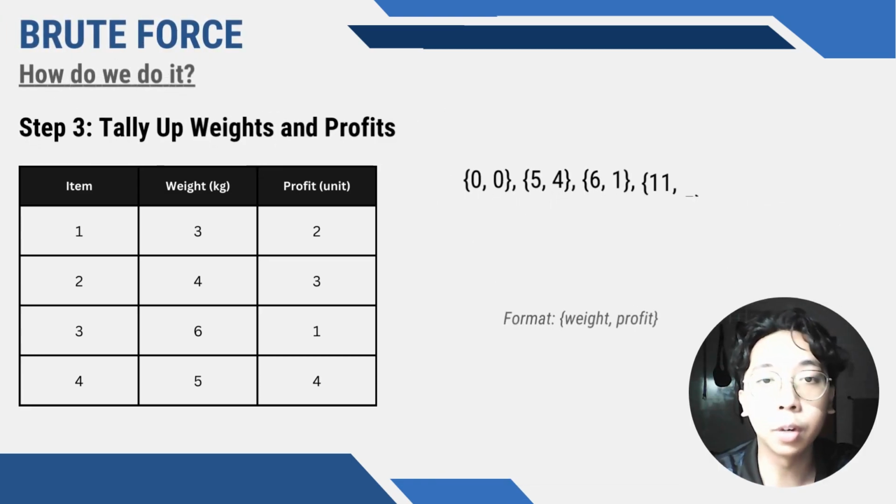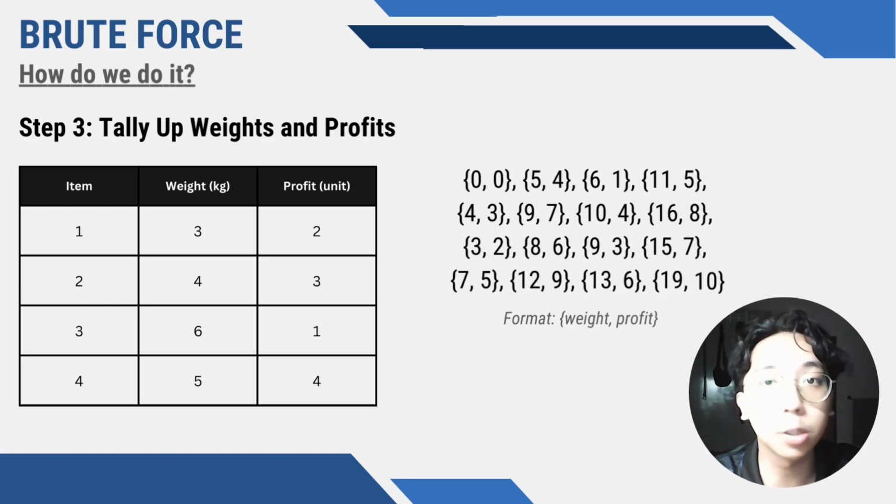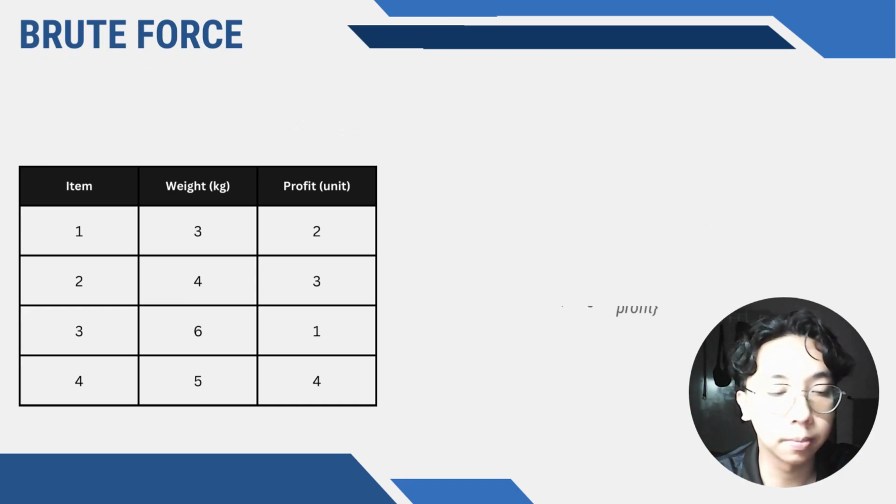Now for the third step, what we have to do is tally up the weights and profits based on the 16 possible combinations that we found just now. So if 0001, it just means that item number 4 will be chosen, and the weight will be 5 and the profit will be 4, as seen in the array 2, 5, 4. If we tally up every single possible combination, we'll get this specific array. And from here on out, we will be able to solve the problem in the next slide.